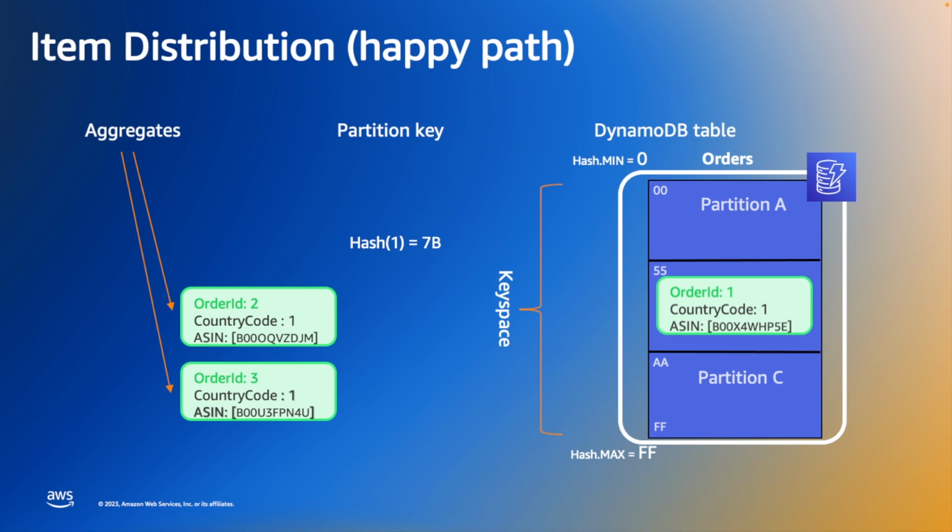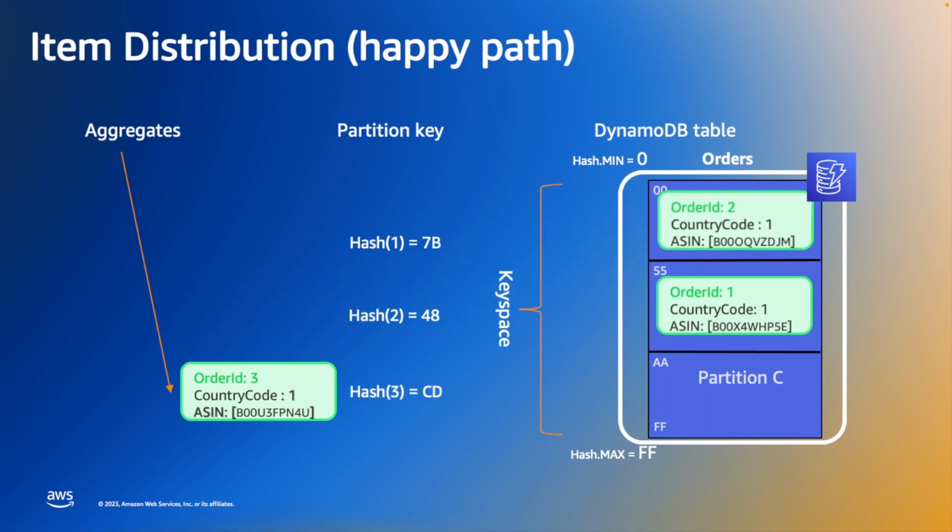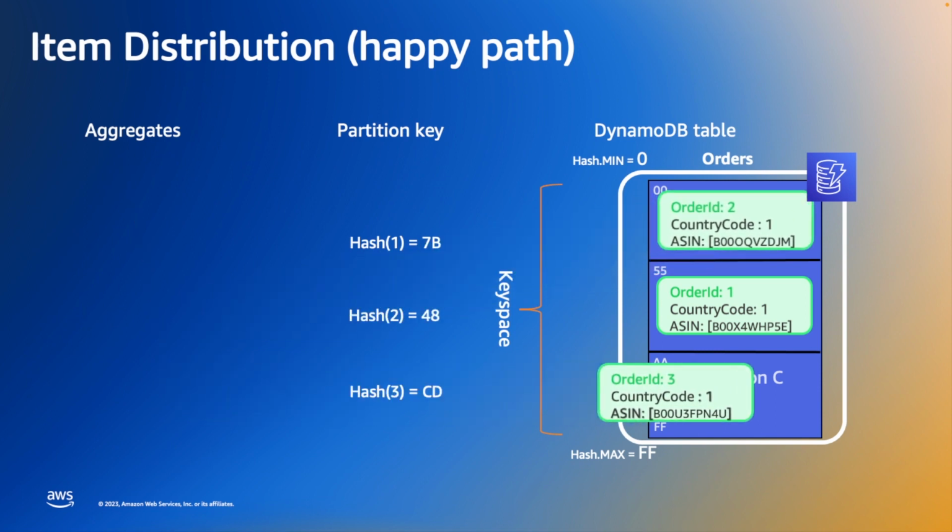And 7B is between 55 and AA. This is hexadecimal. Yay, this is fun. That's how we know where that data goes. When we look at your next item, we hash that. That's going to end up in 48. Hash the third value, CD, and it's going to end up in partition C.